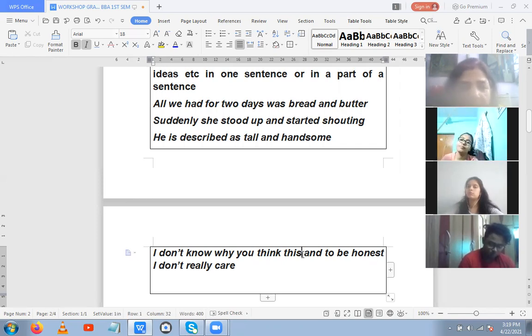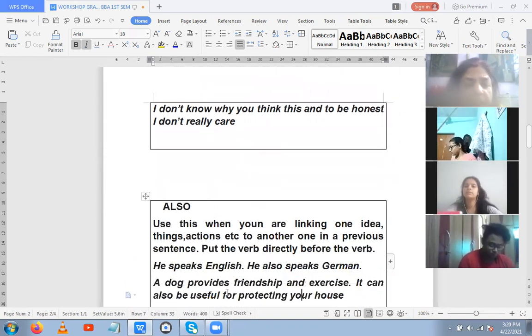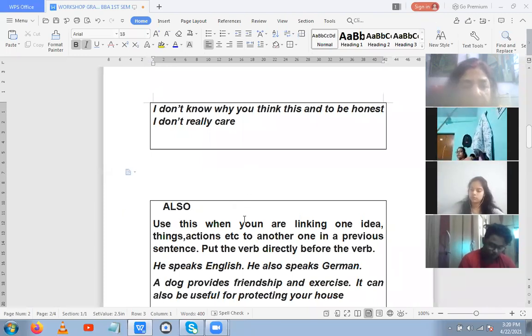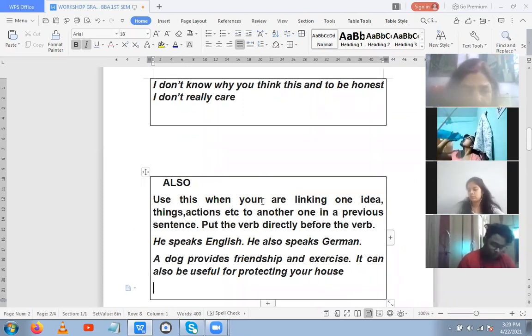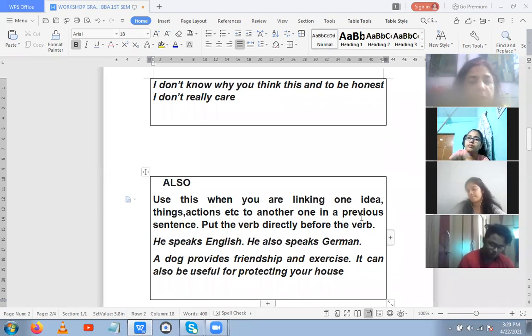So these were the "and" words. "Also" is an "and" word. So how can you use "also"? Use "also" when you are linking one idea, thing, or action to another one in a previous sentence. Put it directly before the verb. So the placement of "also" is directly before the verb.